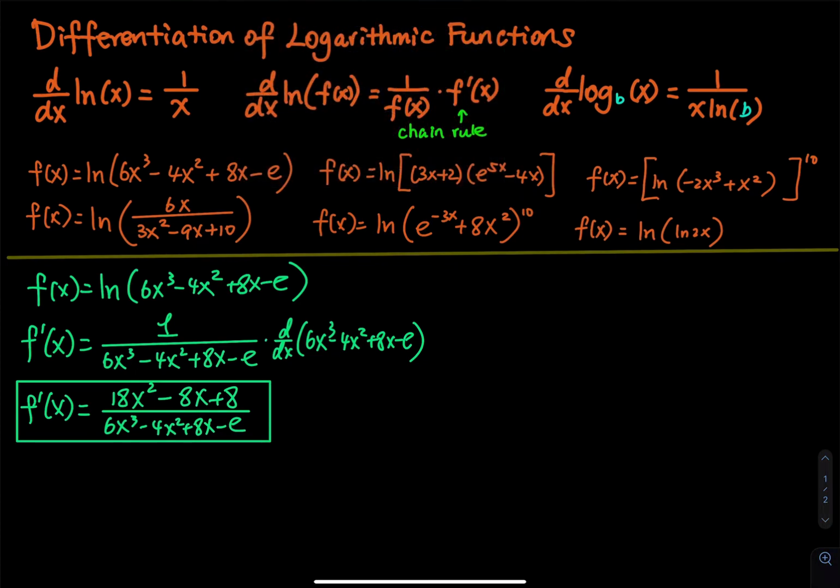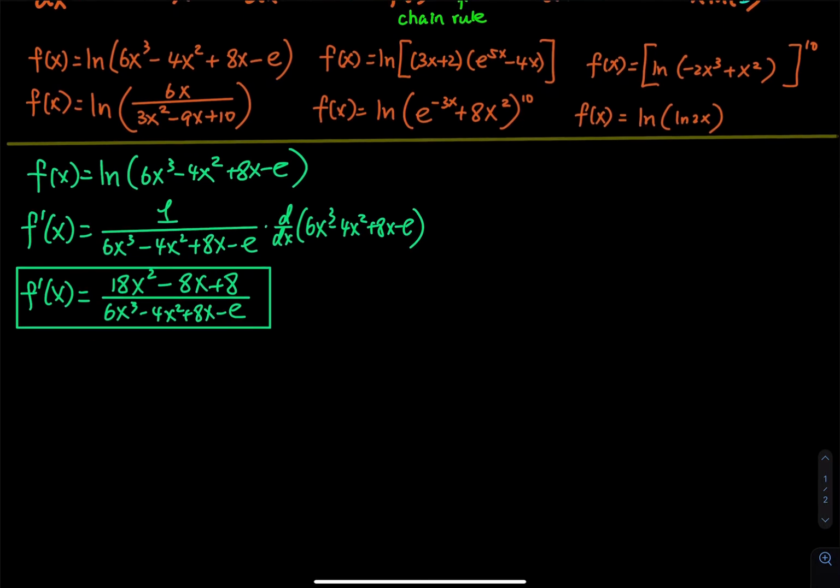So the next one, we have f of x equals ln, and then we have 6x divided by 3x squared minus 9x plus 10. So for this one you can say, all right, when I take the derivative, I have 1 over the entire piece inside the parentheses, and then I will do a quotient rule. But we can make things easier than that.